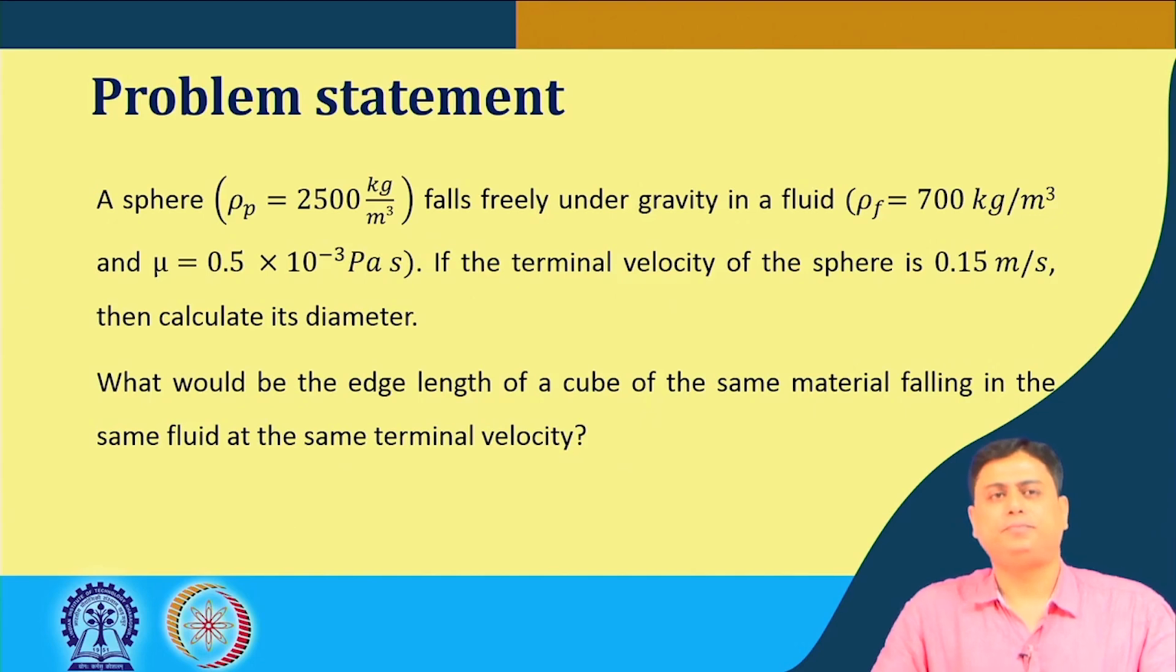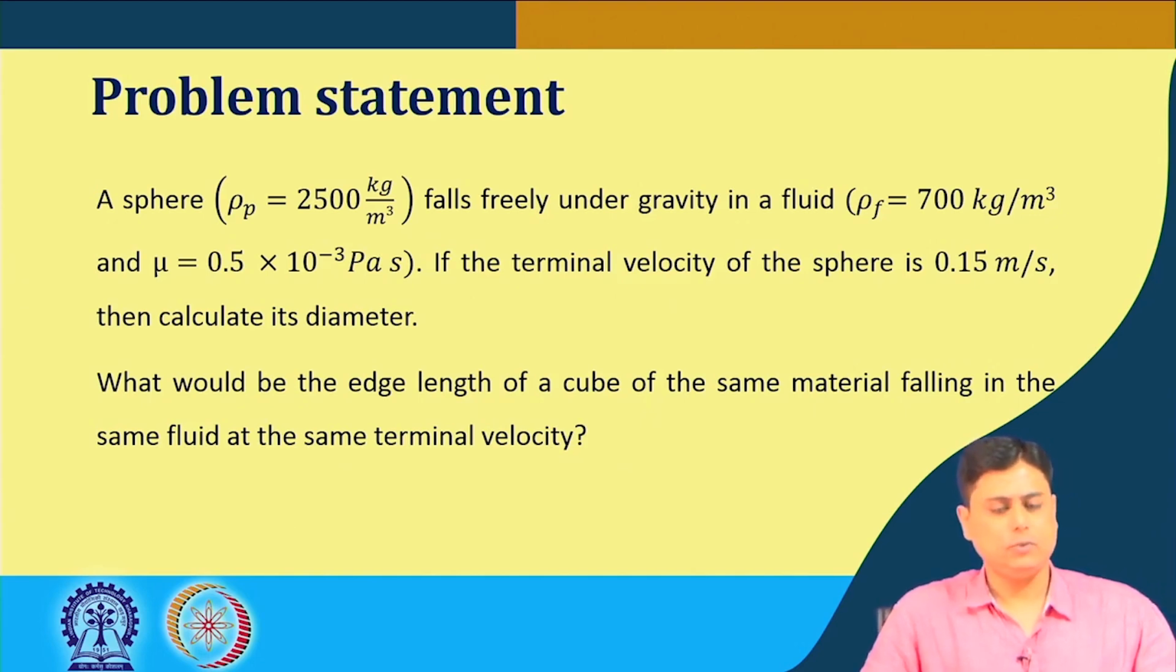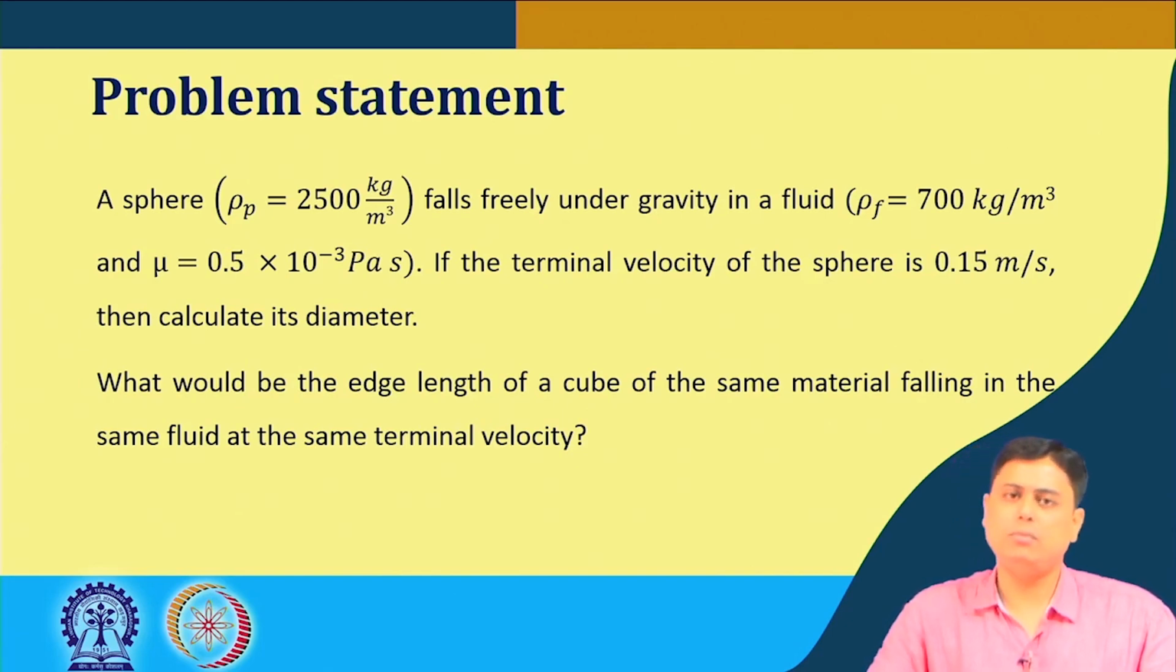It says that a sphere of known density falls freely under gravity in a fluid of known density and viscosity. If the terminal velocity of the sphere is 0.15 meter per second, then calculate its diameter. Apparently a very simple problem. And in the second part, it is asked what would be the edge length of a cube of the same material falling in the same fluid at the same terminal velocity.